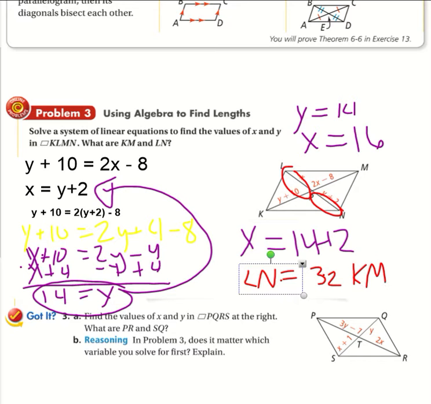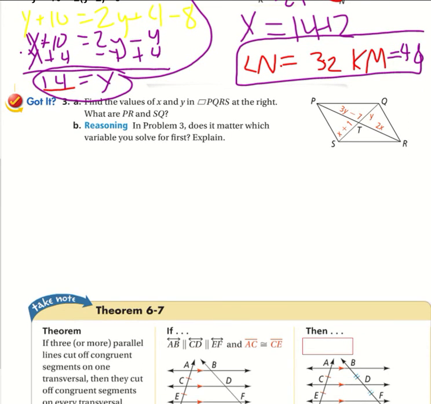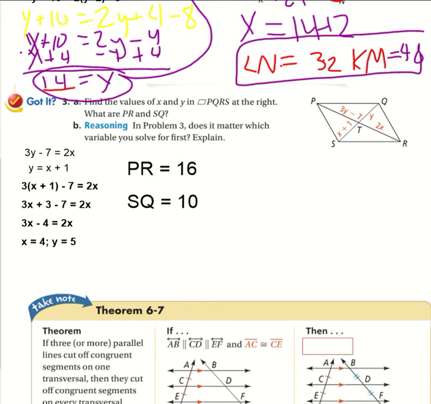KM is our next one that we have to figure out. We know that y is 14. So if I plug that in, here's an easier one to plug it into. 14 plus 10 gives me 24, right? And that's half of it. So it's got to be double 24, which is 48. And there you have it. All right. Pause the video, do the same thing down here. Q is 10. You can check my work.